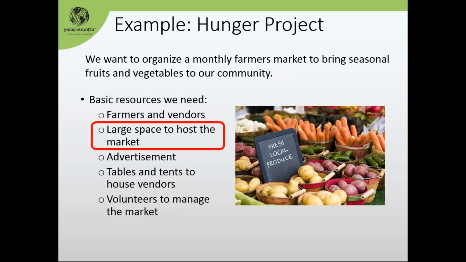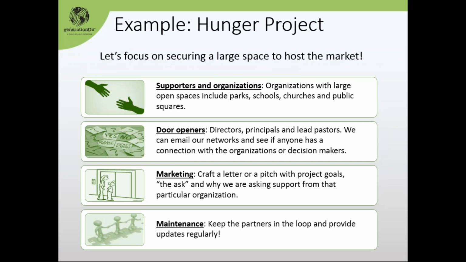So let's look at how we can secure a large space to host the market. We're going to go through the 4 different steps and figure out how we can secure this one basic resource from the community. All right, so again, the first step, we want to identify who are the supporters and the potential partner organizations that we can work with.